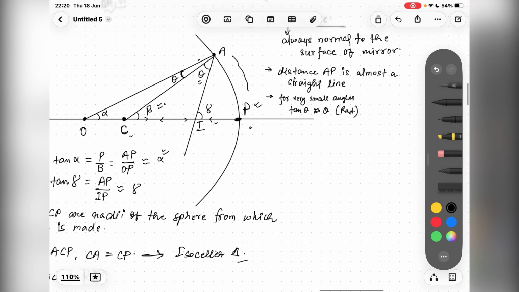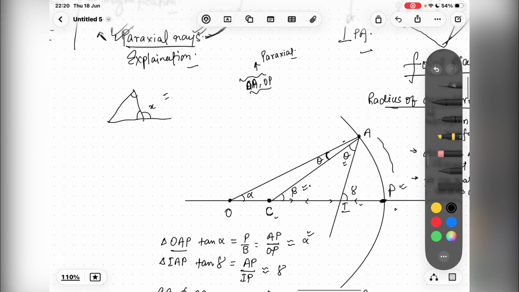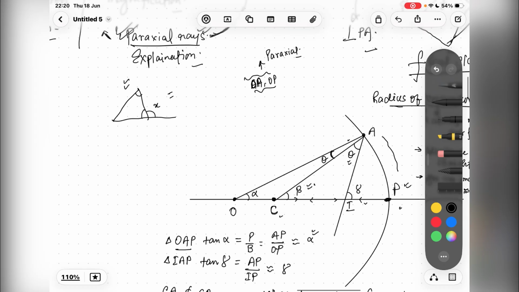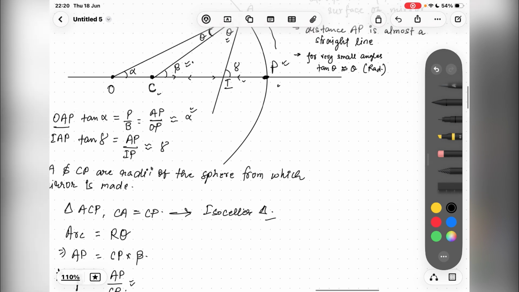Now let's start establishing a relation between the angles. So in triangles we have learned that if you have a triangle and you have an external angle, that external angle is the sum of these two internal angles.